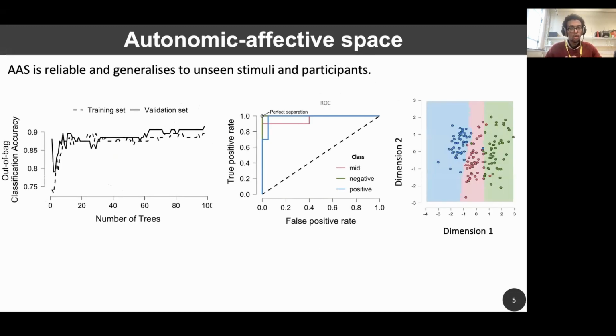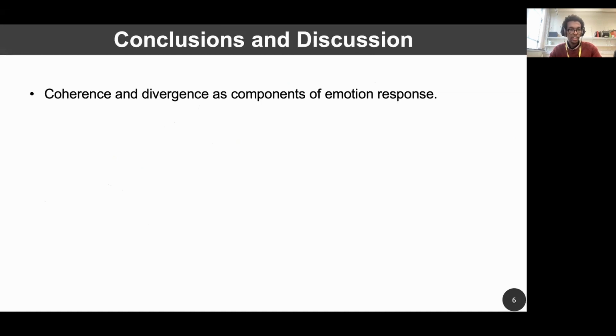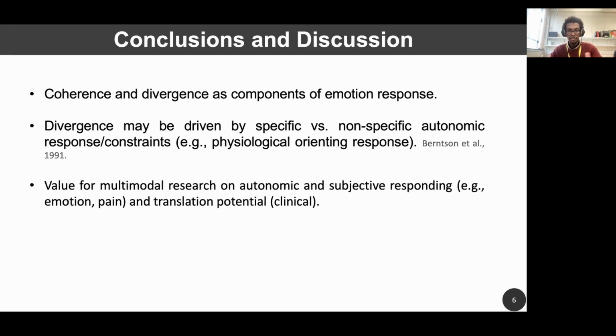Interestingly, those dimensions are quite capable of classification and generalization to unseen stimuli and participants with a surprisingly high degree of accuracy. So what those results suggest is that coherence and divergence in autonomic affective response need to be conceptualized as part of emotion response. And divergence might be related to specific versus non-specific autonomic constraints. And this study presents a very valuable approach for multimodal and translational research on autonomic affective response.